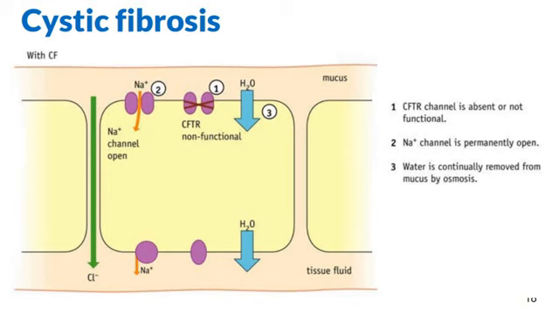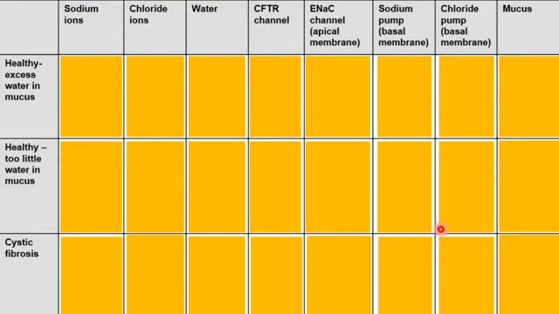So, I would like you to take a moment to look at this big old table and write down some summary points about what happens when we're healthy but there's too much water in the mucus, when we're healthy but there's too little water in the mucus, and in the case of cystic fibrosis, when we have the CFTR channel broken and the ENaC channel wide open.